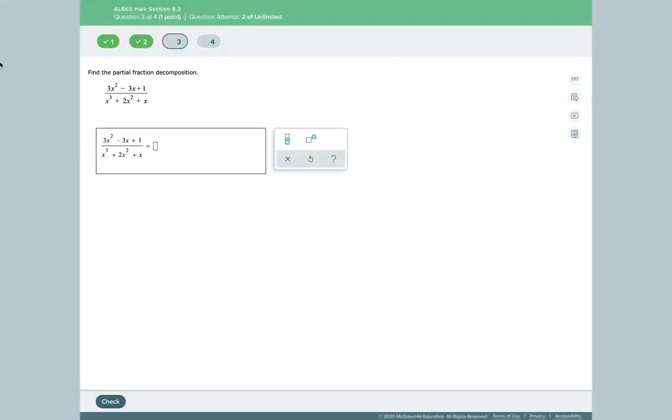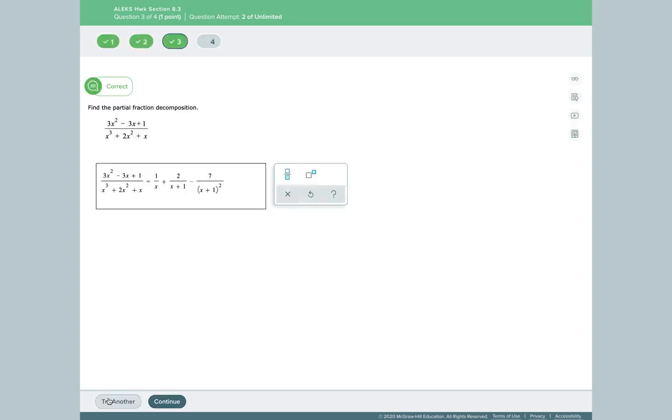And so looking at what we have in the process, we have 1 over x, and you have plus 2 over x plus 1, and we're going to have minus 7 over x plus 1 raised to the second power. And upon checking, the result is correct.